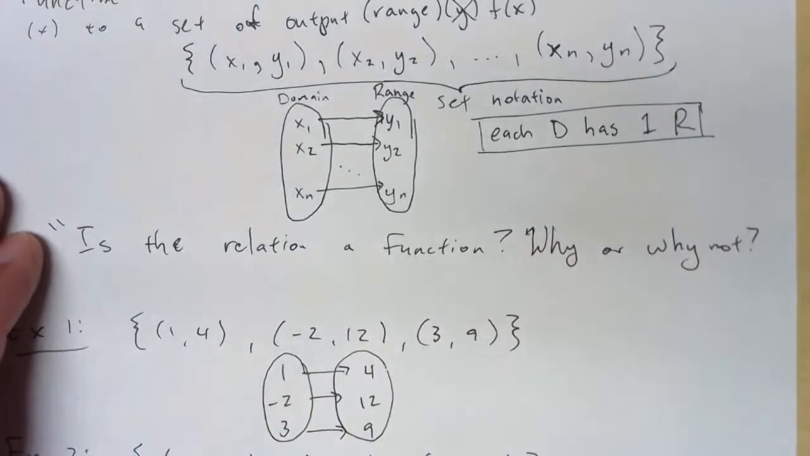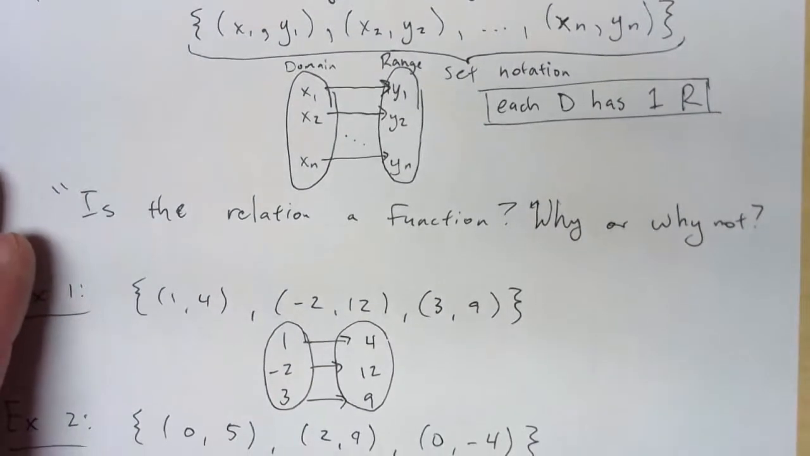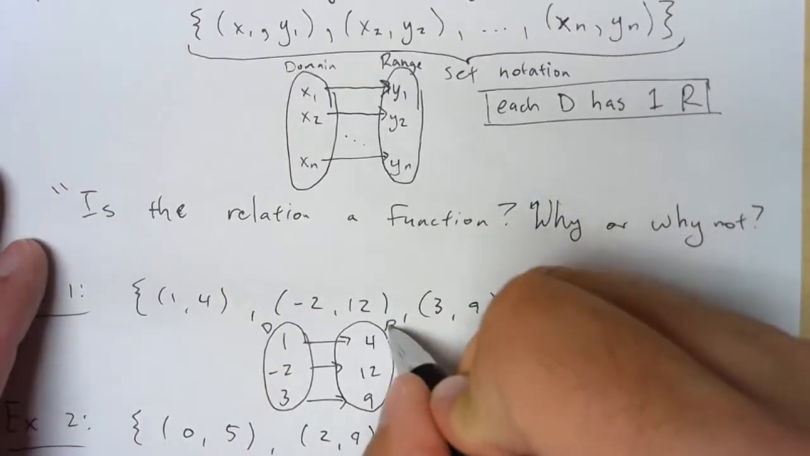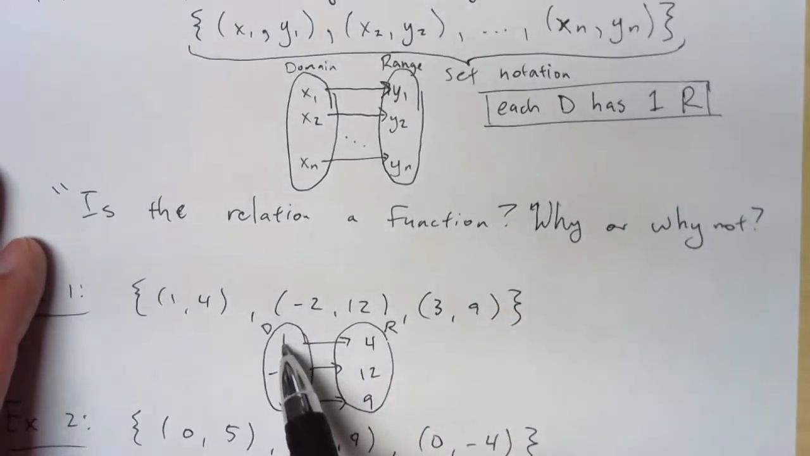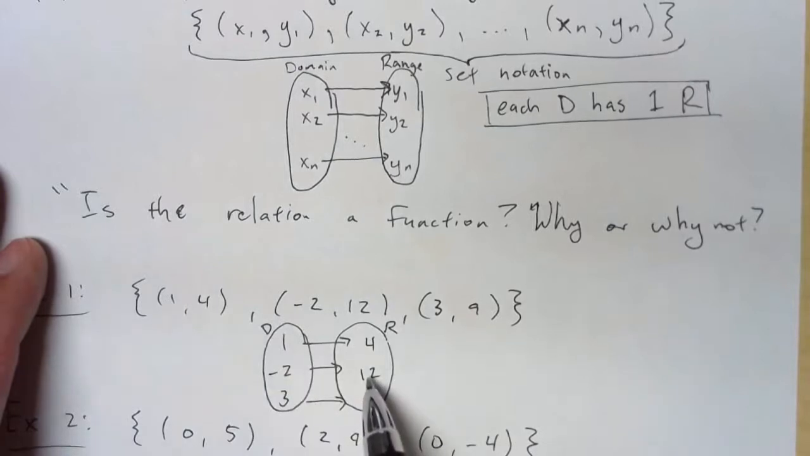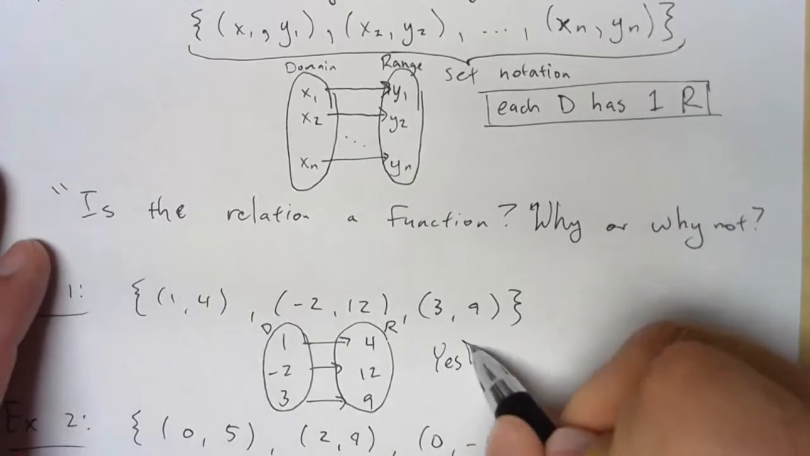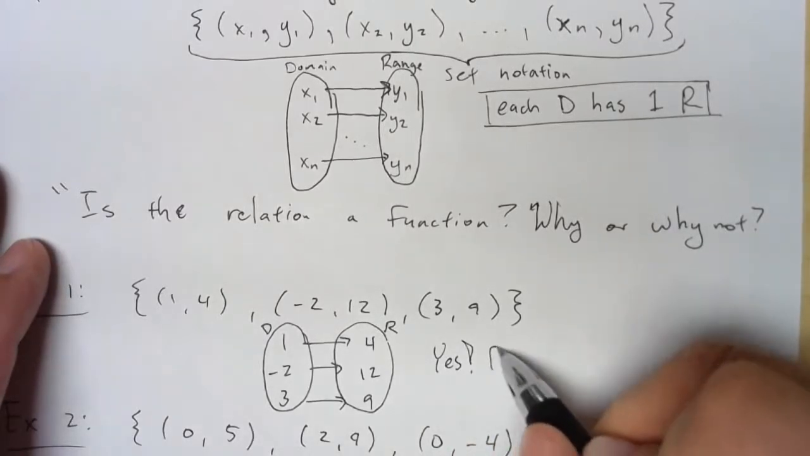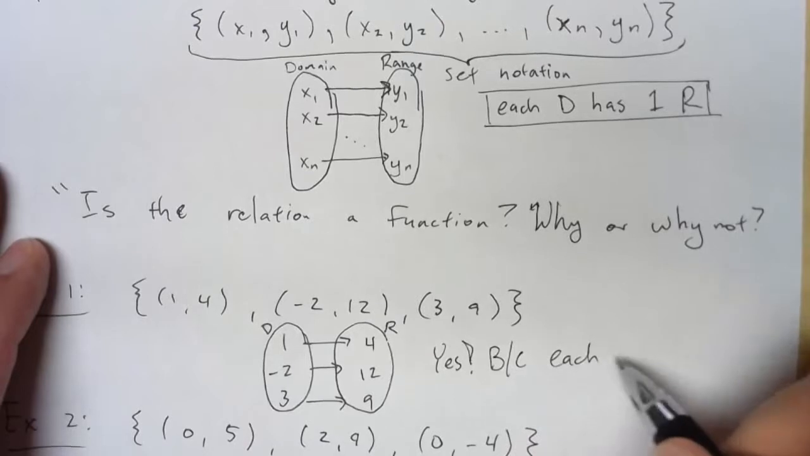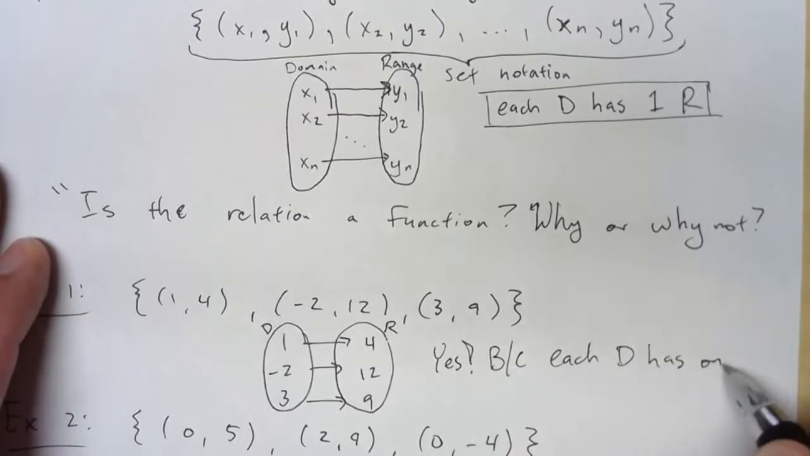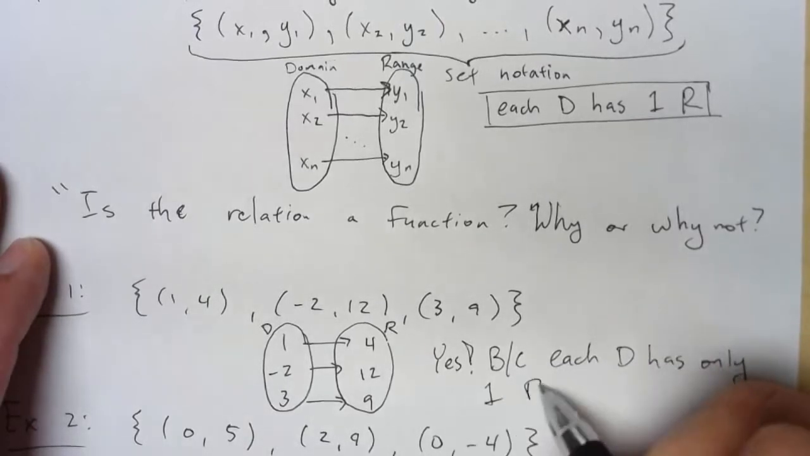So I could draw the mapping if I want to. I think that helps to organize my information a little bit. I've got my domains on the left and my ranges on the right. I notice that 1 goes to 4 every single time. There's no other 1 going to any other number. Negative 2 only goes to 12. So like Coke goes to Coke, Diet Coke goes to Diet Coke, and Sprite goes to Sprite. And there are no repeats. So if it asks, is the relation a function, then yes, it is a function. It's a function because each domain has only one range.